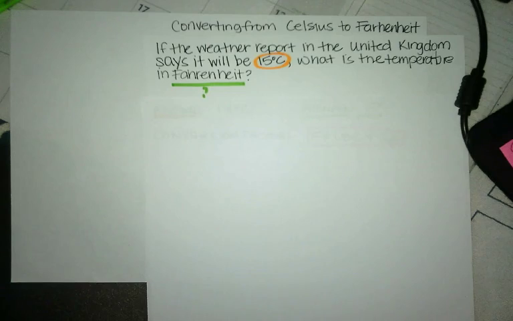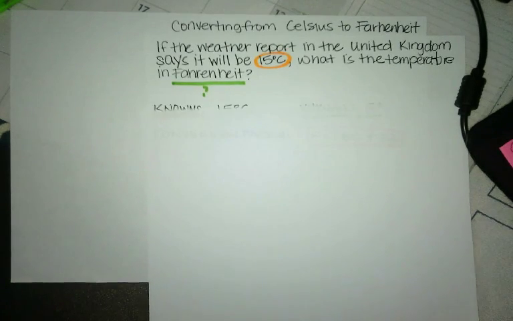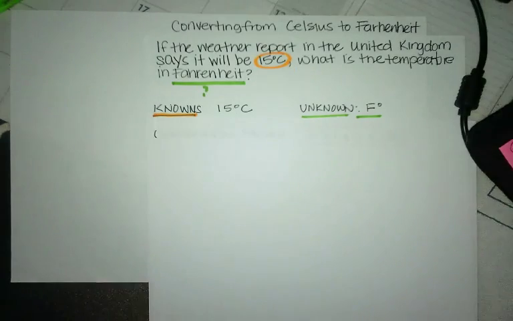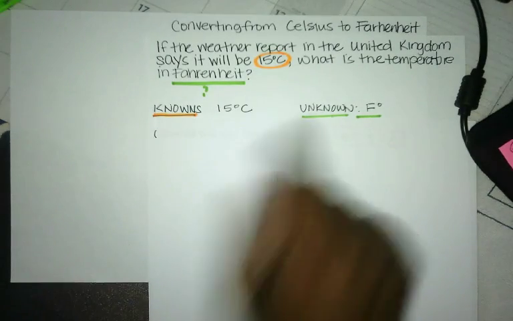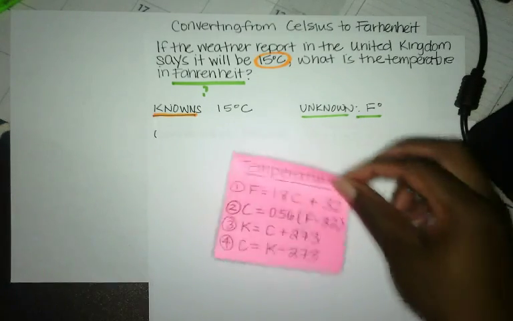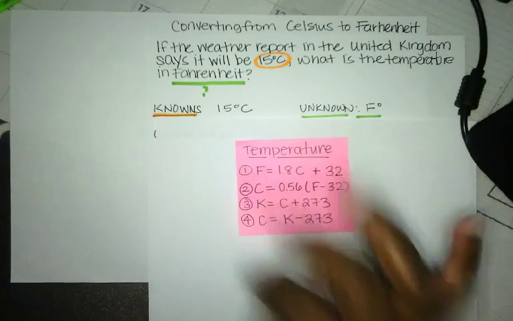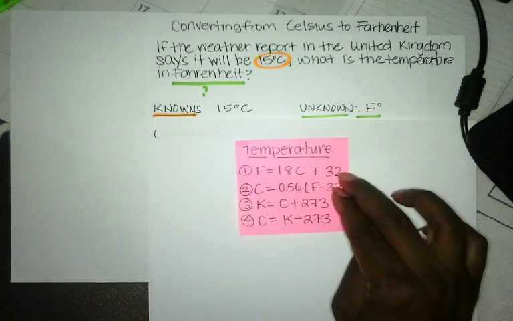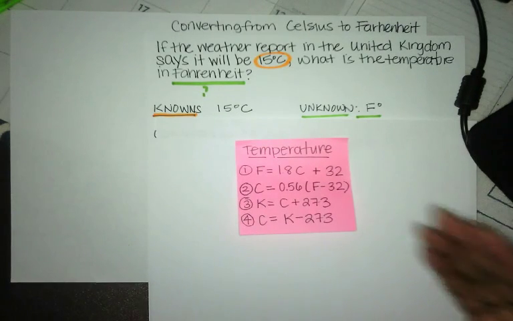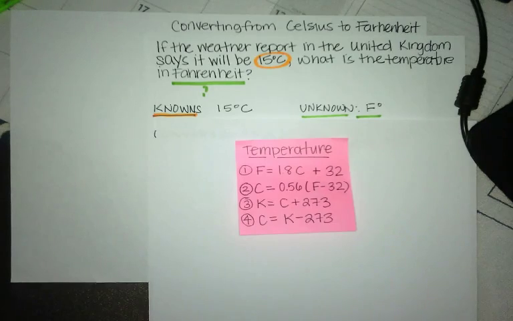From there, we're going to set up our known and our unknown. Our known is the thing that we know, and that is this. And our unknown is the thing that we're trying to find. So to get from Celsius to Fahrenheit, we need an equation. We need to look at our different temperature equations. Two of them you're familiar with. Two of them are coming soon. And we need to decide which equation we want. We want the one that has the known by itself.